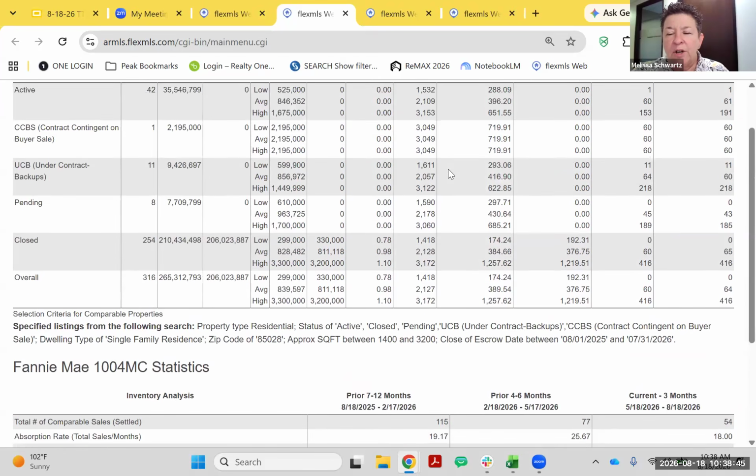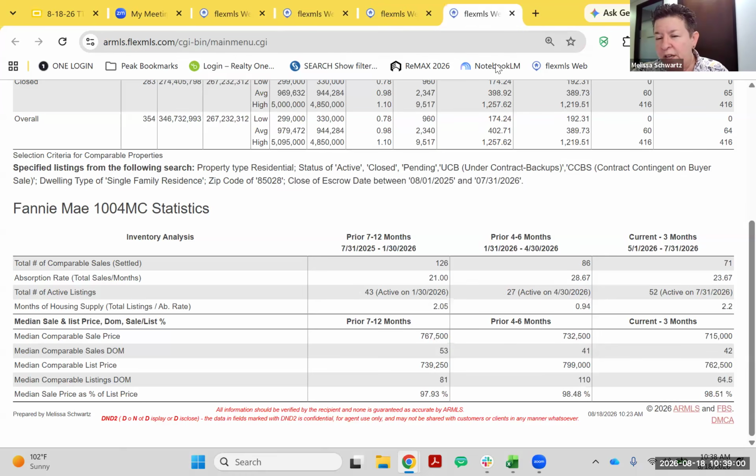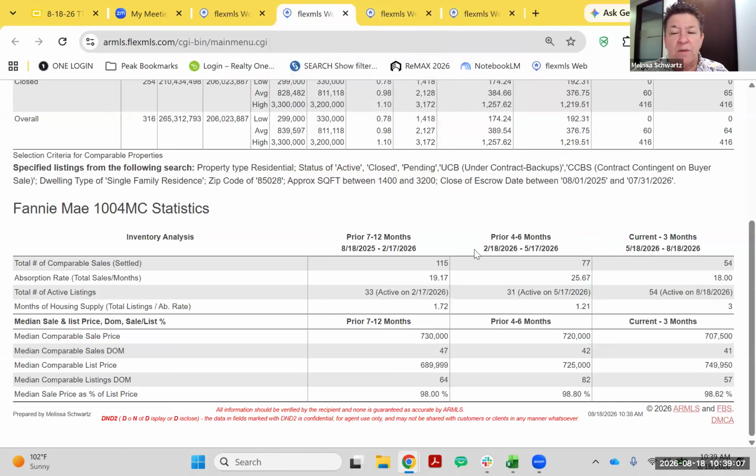So that's fine. And you can see that all of these numbers, except the 4 to 6 months, are 18, 19 total sales to the month. And then this is 25, 67. If we go back to our original one, you can see that was at 28, right? So by removing that, you have adjusted a bit to see more of what is consistent. So these numbers down here should be a little more consistent. So 730, 720, 707 is the median sales price.